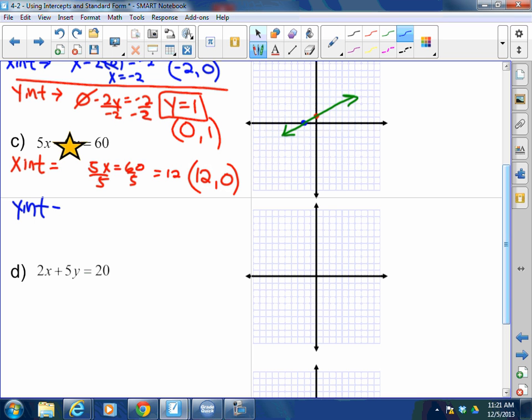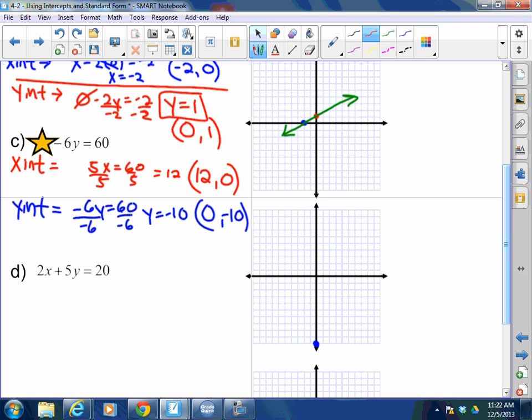Now in blue, my y-intercept. In this case, for y-intercept, what am I making 0? So I'm getting rid of that x value, aren't I? So that's gone. So now what do I have? I have the equation negative 6y equals 60. Divide by negative 6. Y equals negative 10. How do I write the intercept, though? 0 comma negative 10. Beautiful, guys. So my y-intercept is 0, negative 10. That's right here. And my x-intercept is actually 12, 0.